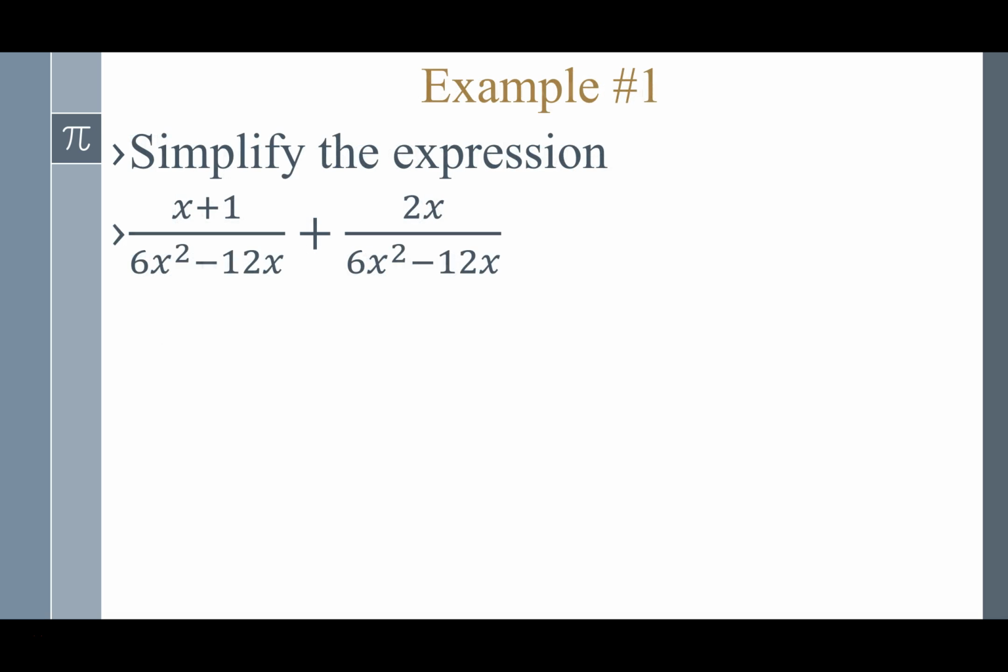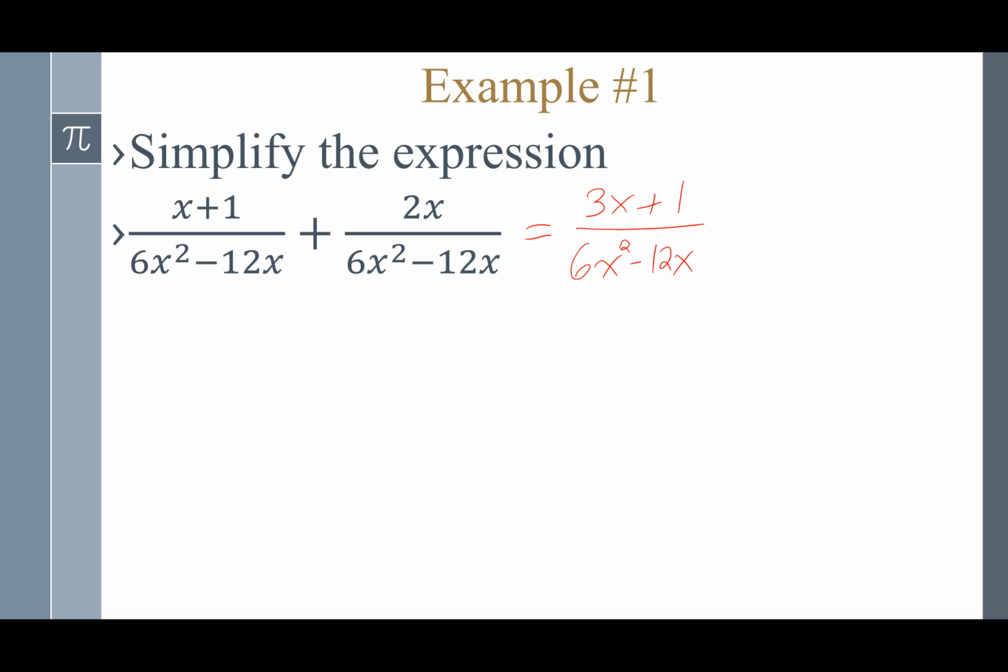Some of these are pretty straightforward. So we have x plus 1 over 6x squared minus 12x plus 6x over 6x squared minus 12x. Same denominators, so we'll add the numerators. x plus 2x becomes 3x, plus 1 over our 6x squared minus 12x.